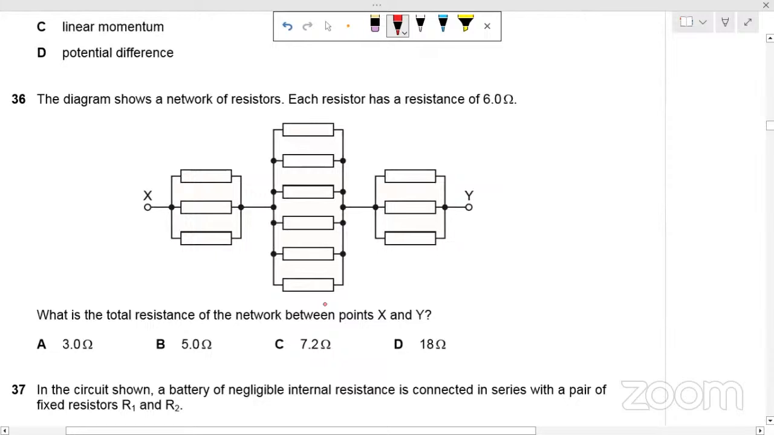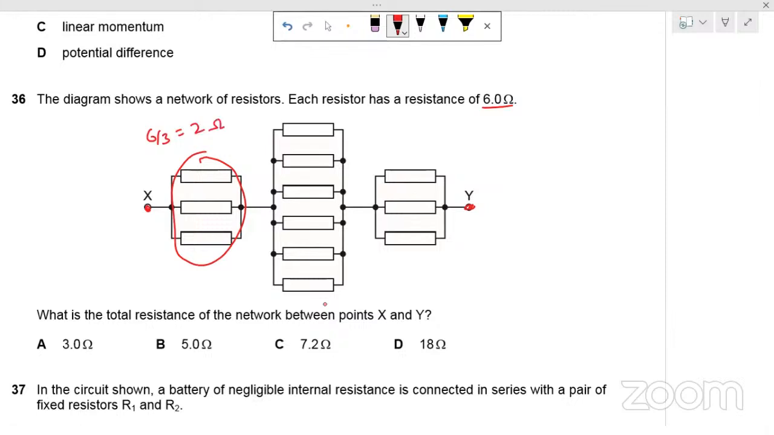The diagram shows a network of resistors. Each resistor has a resistance of 6 ohm. So what is the total resistance between these 2 points? You should think about this question. These 3 resistors are connected in parallel and each of them have equal value. So what is the total resistance of these 3 resistors? That is 6 divided by 3, which is 2 ohm.